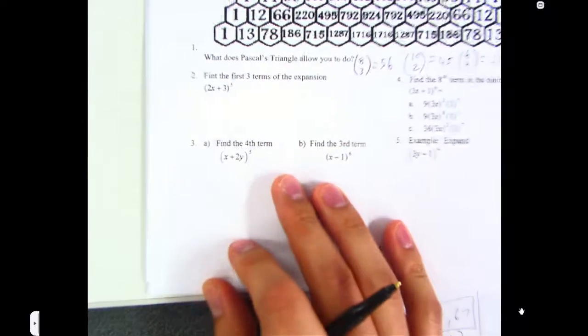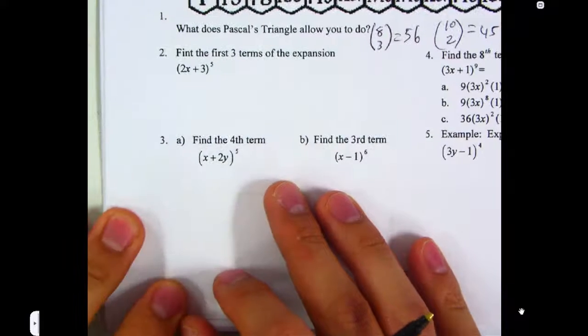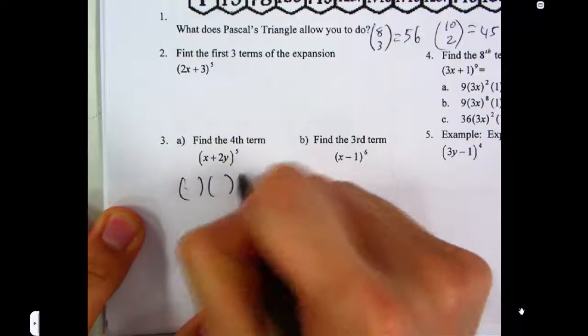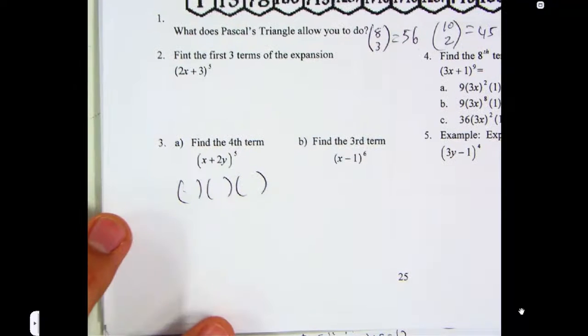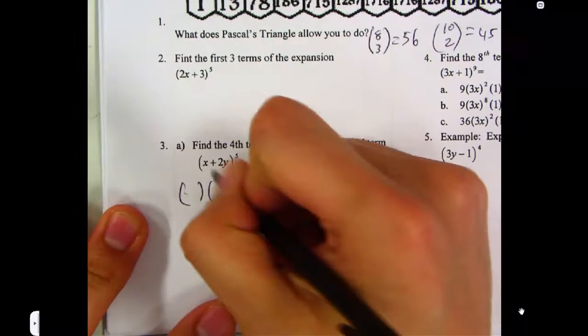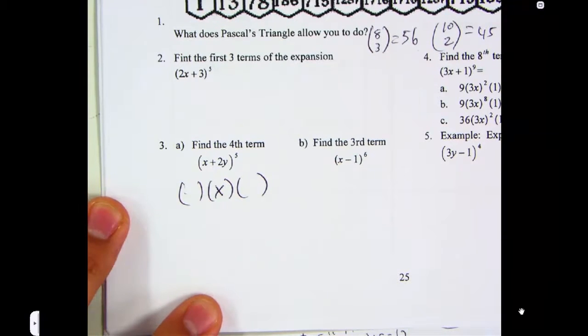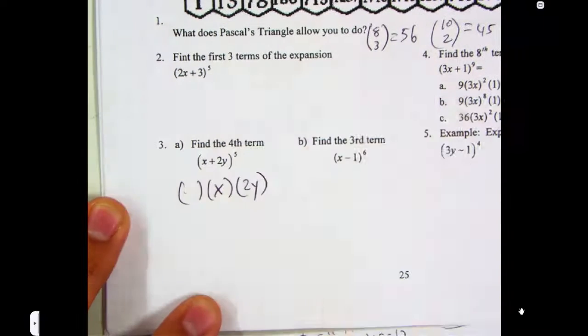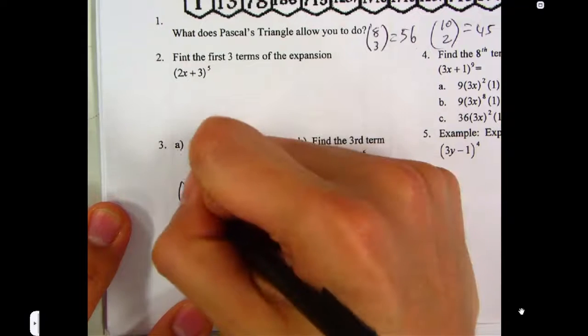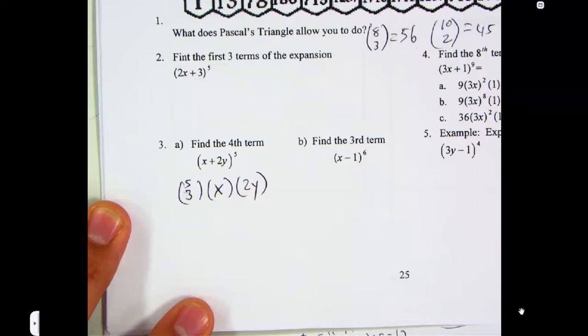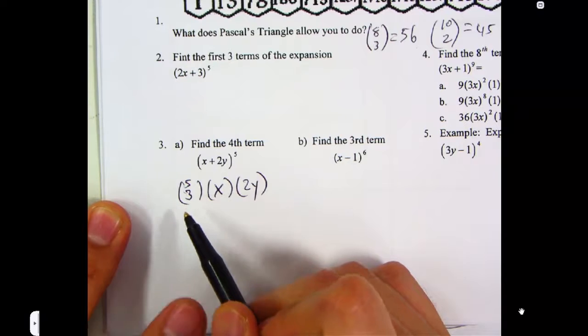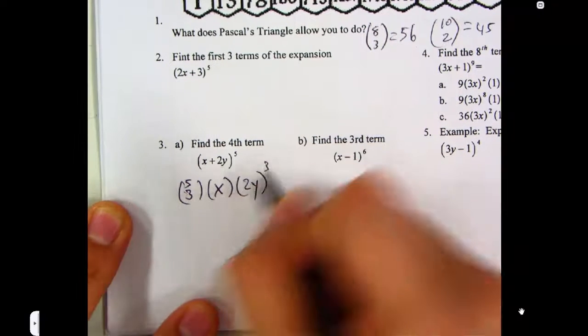Okay? Let's try 3a. Find the 4th term. So you need 3 parentheses to find the 4th term. The first term is x. So you put that in the middle, right? Where do you put the second term? Okay, so go ahead and put that there, and then you got 5. To get the 4th term, what number is that? 3. So you put 3 here. Do you guys remember how to get the 4th term? You start at 0 and count 4 terms. Okay. 3 goes here. 5 minus 3 is 2.